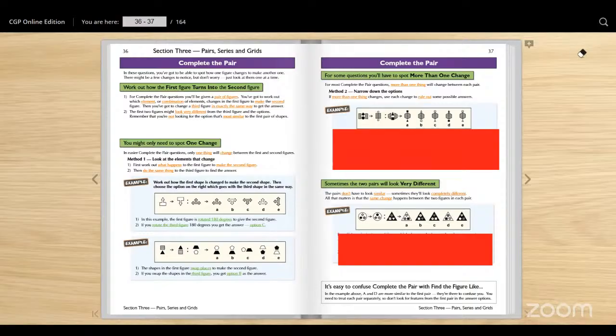Method 2. Narrowing down the options. If more than one thing changes, use each change to rule out some impossible answers.